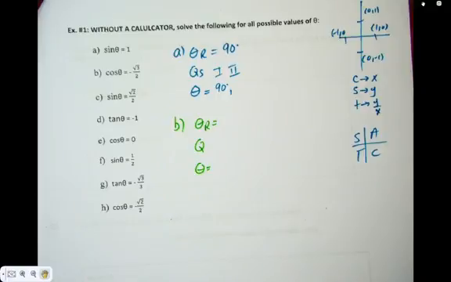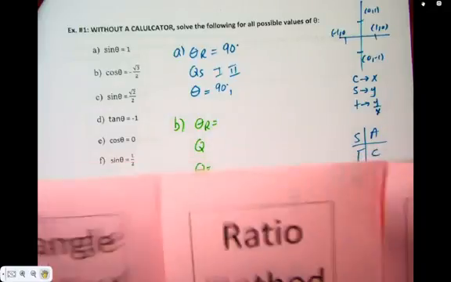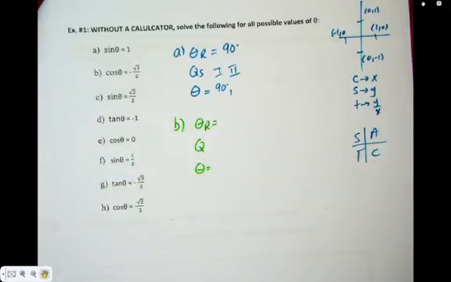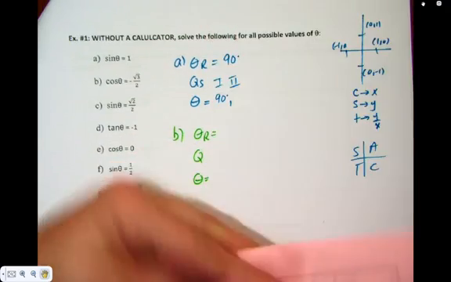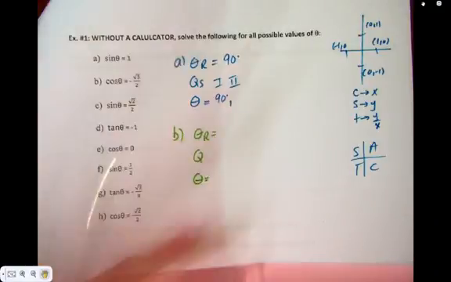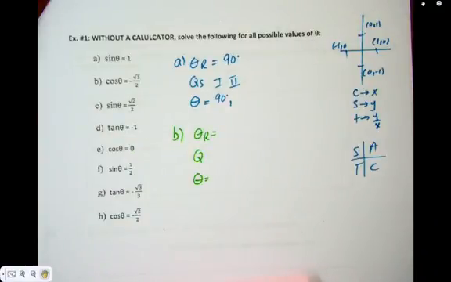Cos theta is negative root 3 on 2. Root 3 on 2 tells me it's one of those fancy fractions. So I know I'm going to use either my special triangle, my ratio, or my table. Whichever one works best for you, open the door. If you're not sure, randomly pick a method.